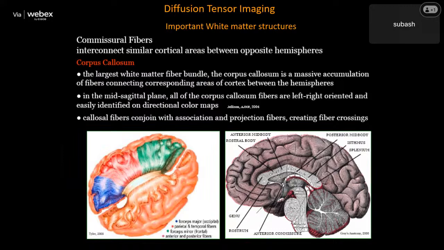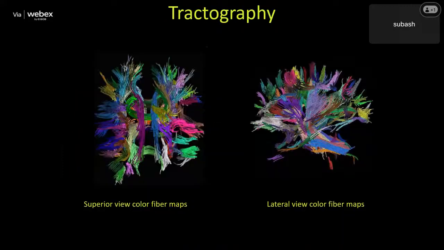So these are some of the fibers which have been generated. These are not from MRI. These are images from the atlas. You can see how beautifully MRI can reproduce these fibers by non-invasive methods. So you can see this is the tractography. These are really good pictures of the white matter fiber tracts.